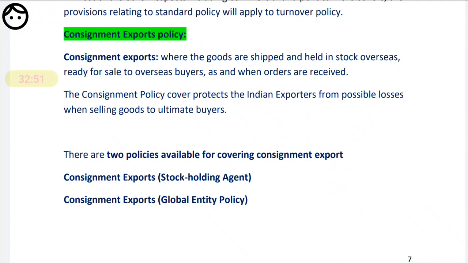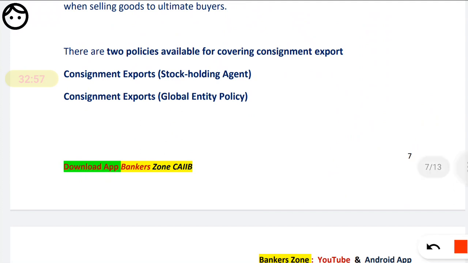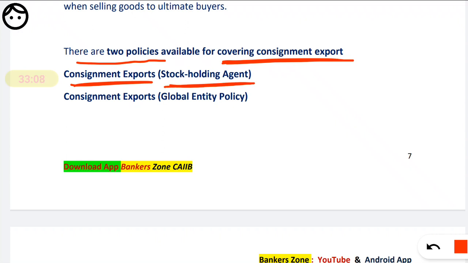Okay, that's basically called a consignment export. Now we come to know what a consignment export is. Just remember, there are two policies available under the consignment export. First is the consignment export for stock and holding agents, and second is the consignment export for global entity policy.